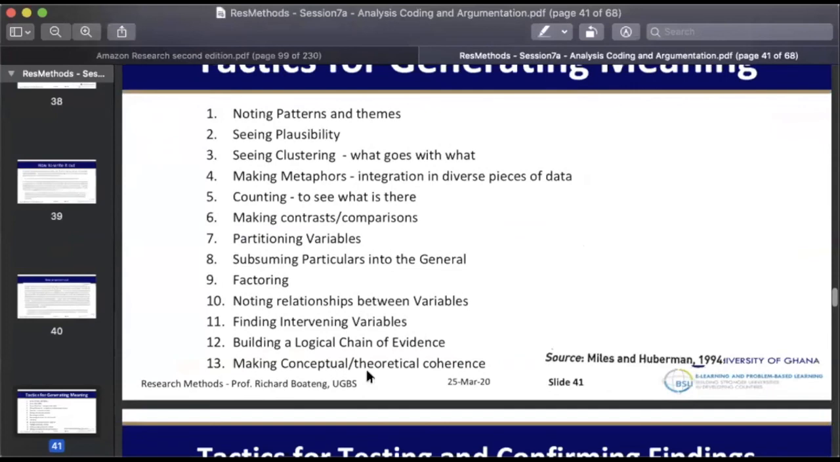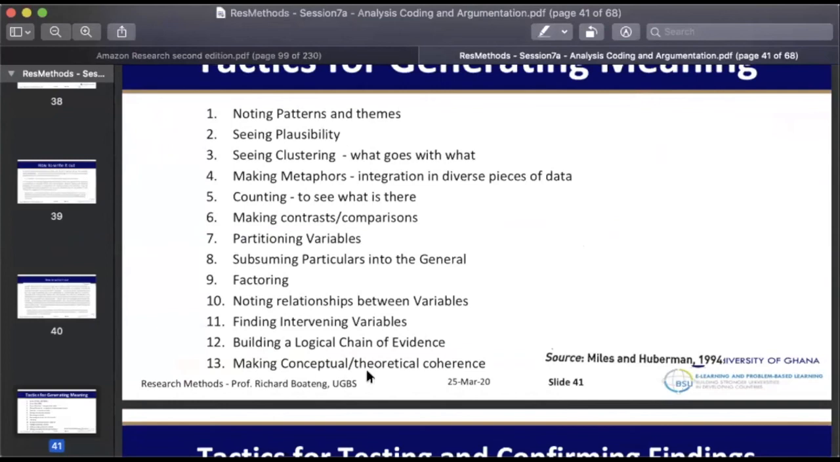We saw it earlier, comparing with the literature, contrasting with the literature, partitioning the variables, subsuming particulars into the general. Sometimes you put a label that will capture almost everything that you are saying, and factoring, sometimes developing the factors out of what you are saying, like affordability and accessibility can be seen as being core to mobile phone access. So these factors can come up.